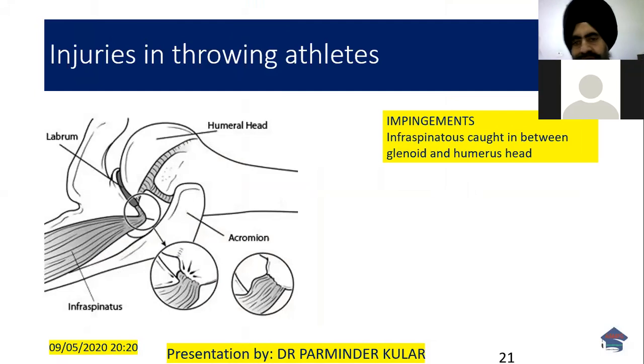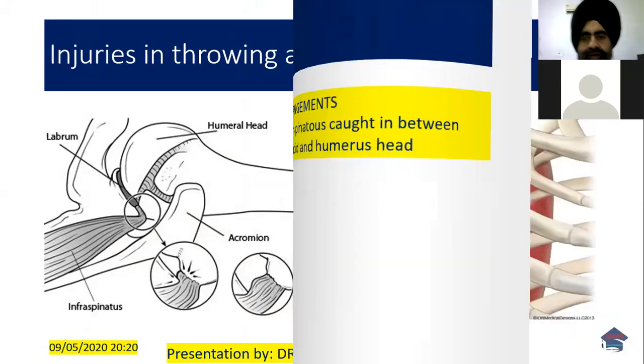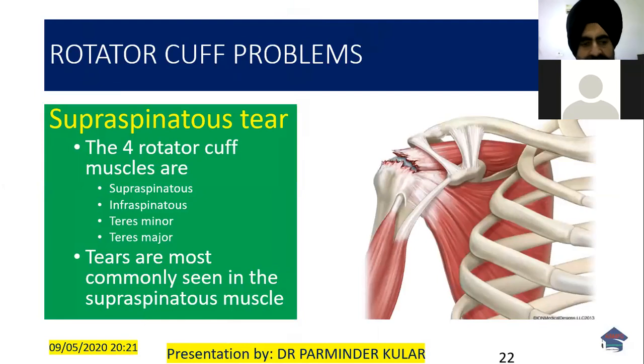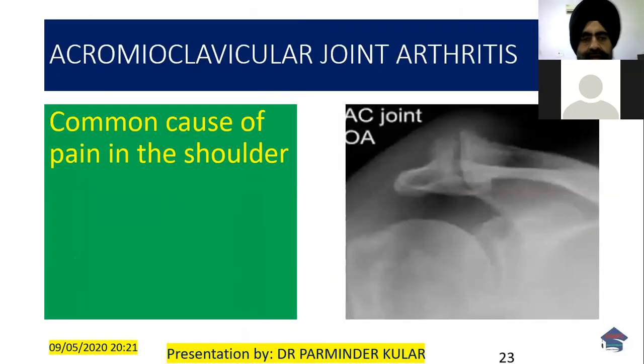The other common problem is impingement. The infraspinatus can get caught in between the glenoid and the humerus. So these are the impingements. This is again a rotator cuff tear. Then here is a pathology of the acromioclavicular joint, the osteoarthritis of the acromioclavicular joint. It again can become painful because the rotator cuff supraspinatus crosses underneath it, and it can even cause tears and inflammation in the supraspinatus per se, causing pain.